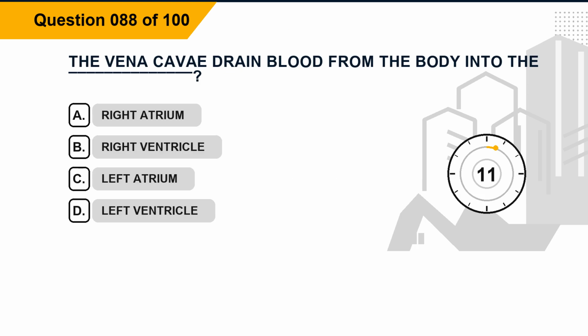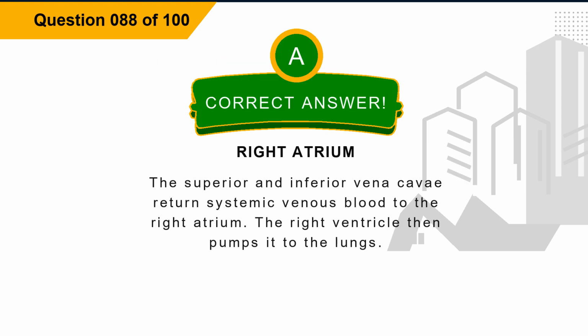Question 88. The vena cava drain blood from the body into the blank? Option A, right atrium. Option B, right ventricle. Option C, left atrium. Option D, left ventricle. The correct answer is option A, right atrium. Explanation: the superior and inferior vena cava return systemic venous blood to the right atrium. The right ventricle then pumps it to the lungs.